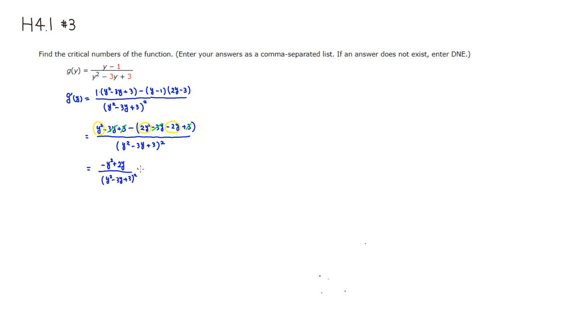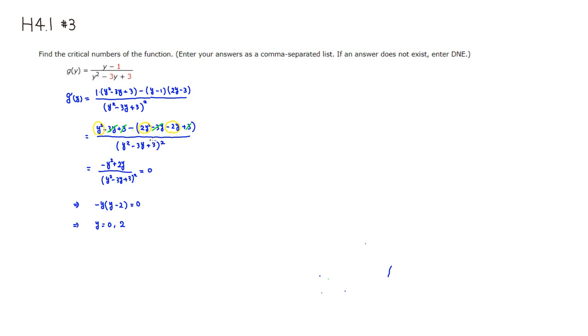Then I'm going to set this equal to 0. In order to make the fraction equal to 0, we just have to make the numerator equal to 0. I'm going to factor out the negative y. Then you get y minus 2, and we set that equal to 0. You can see that the y value is either 0 or 2, so we have critical numbers 0 and 2.